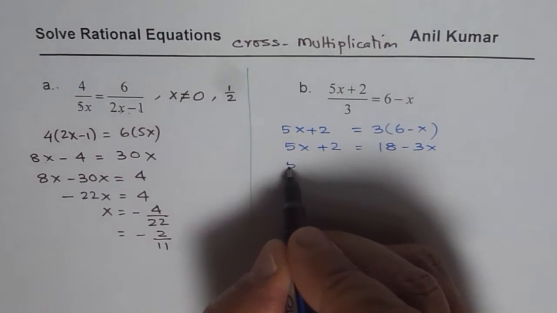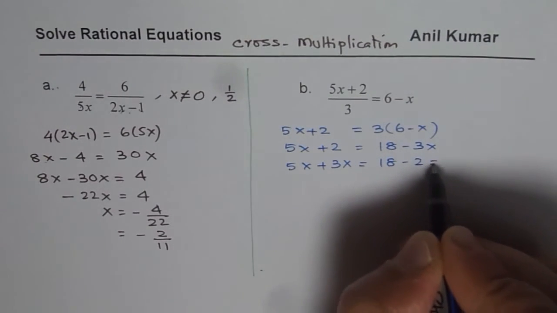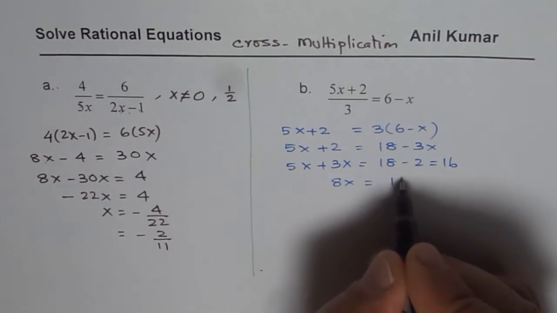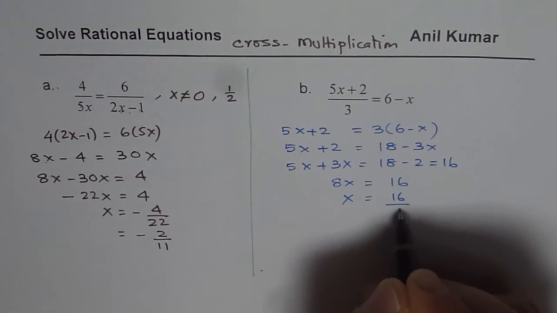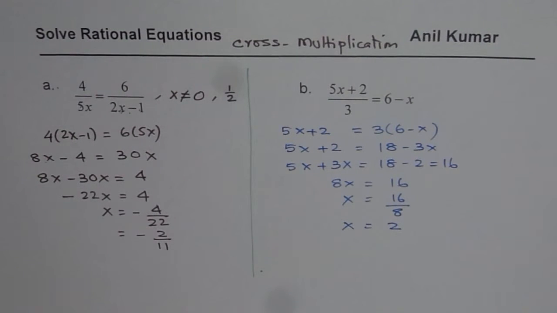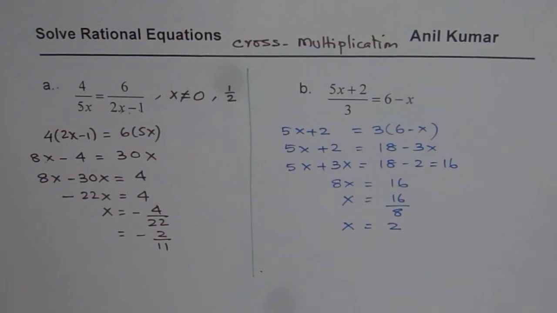Bring the x terms together. 5x plus 3x equals 18 minus 2, which is 16. And 5x plus 3x is 8x equals 16, and x equals 16 over 8, and that gives us x equals 2 as our solution, right? So this is also a rational equation, but in any case, it is more like solving linear equations. There are times when the solution of rational equations may be similar to that of linear equations. But whenever you have this kind of situation, cross multiplication is a good idea to solve such equations.